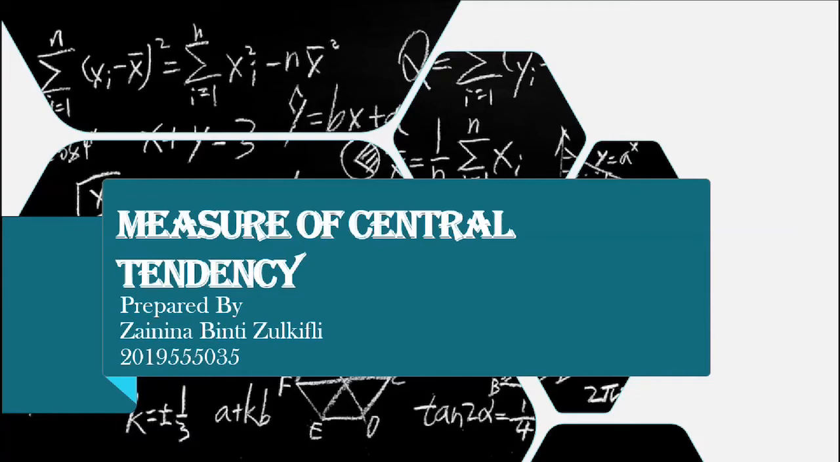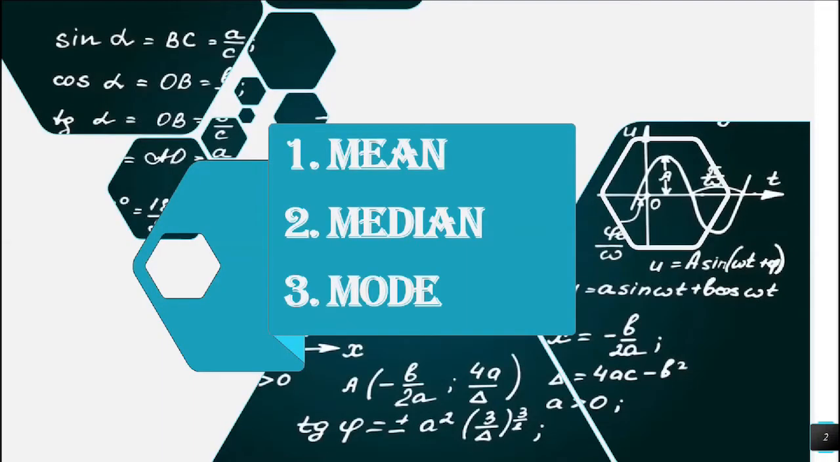Today I would like to share with you guys about measure of central tendency. Measure of central tendency is a single value that attempts to describe a set of data by identifying a central position within that set of data. Measure of central tendency contains three central tendencies, which are mean, median, and mode.